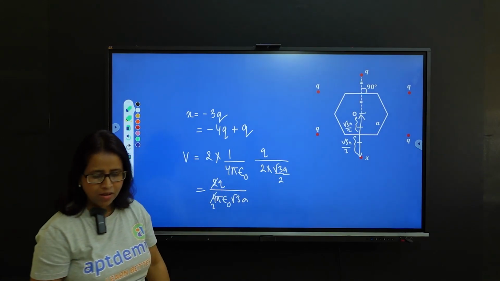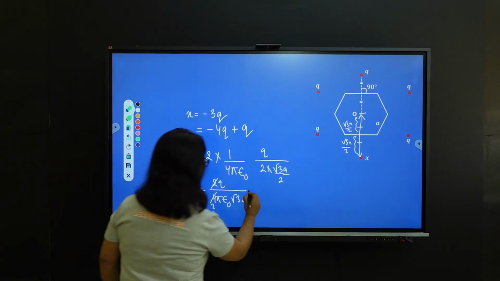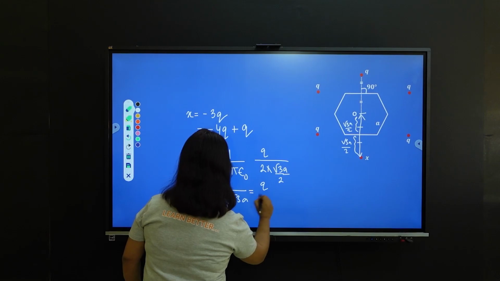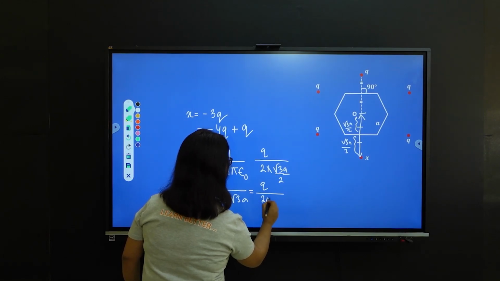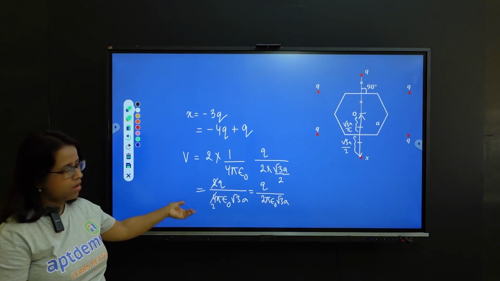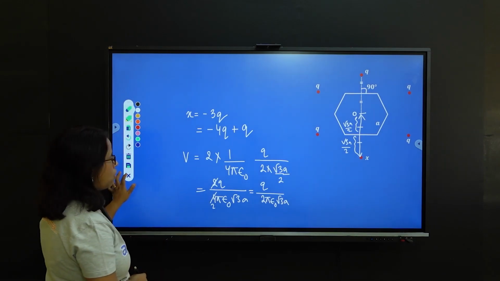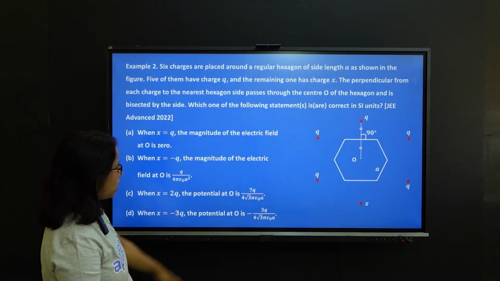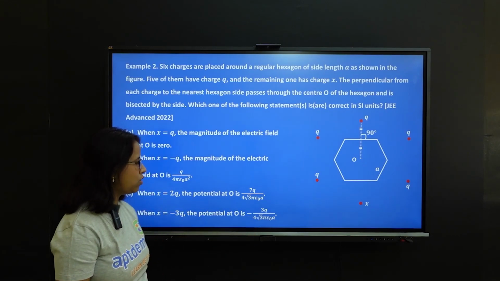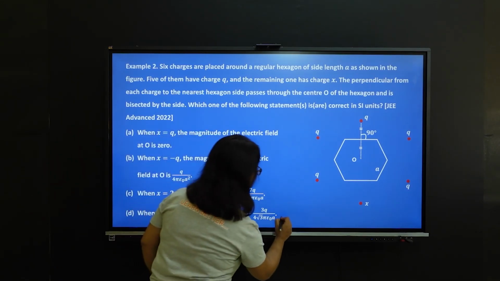So this is again, we have q by 2 pi epsilon naught root 3a. So we see that this particular option as mentioned in the question is also not correct. Let's check the question again. We had this 4 root 3, no, it's 2. So this option is again incorrect.